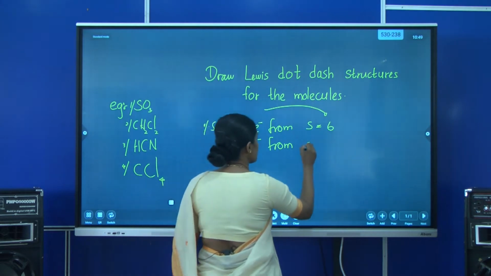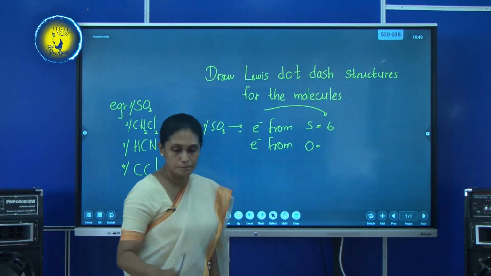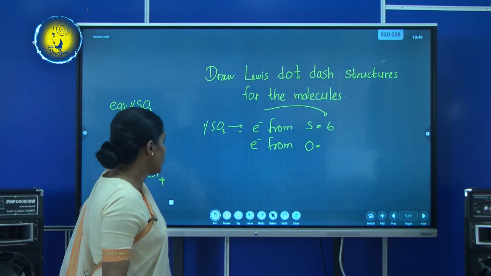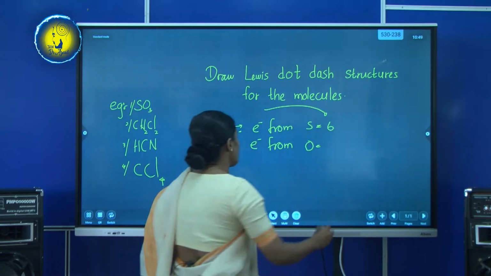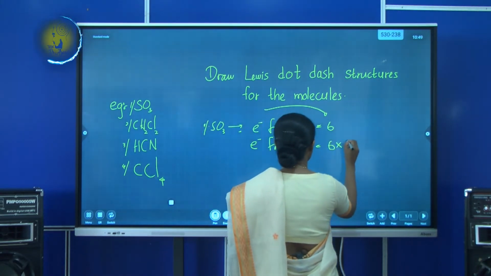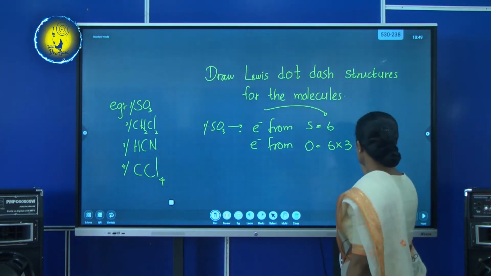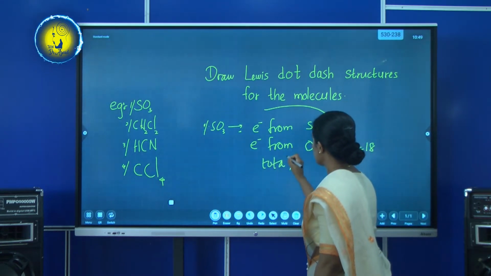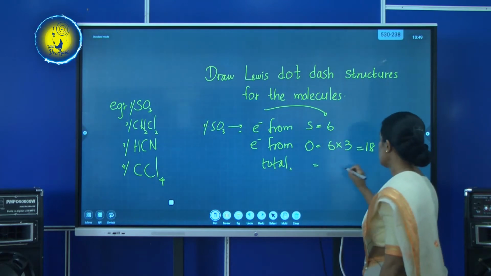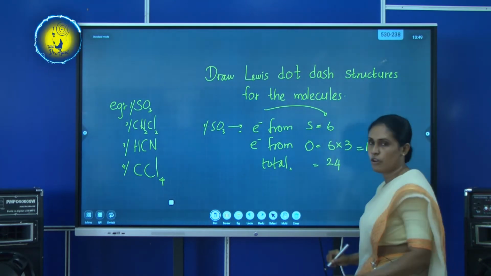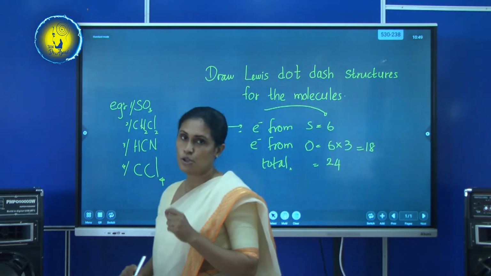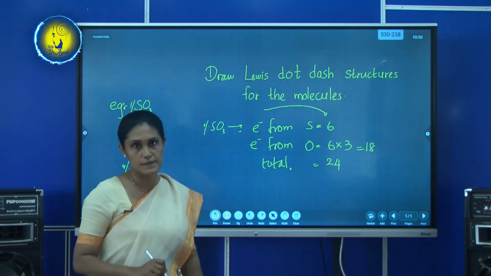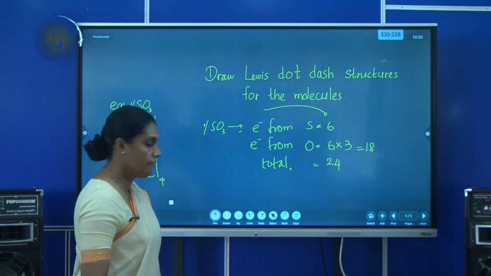Electrons from oxygen. How many electrons are there from oxygen? 6. So how many atoms are here? 3 atoms. 6 into 3, 18. So what is the total? 24. If you have drawn the right dot-dash structure, you will get 24 electrons. Okay, right. Now we are done.